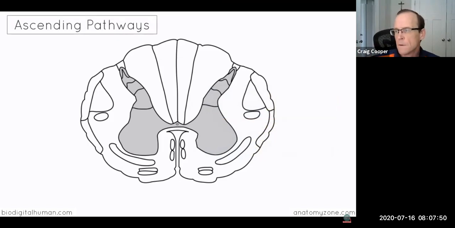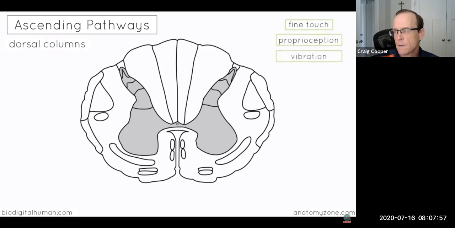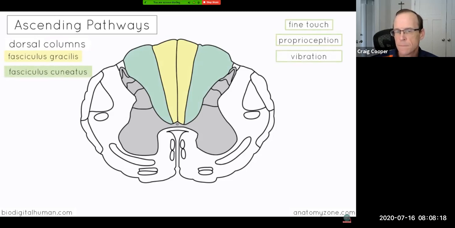So we'll look first at the dorsal columns, which convey fine touch, proprioception and vibration sense from the periphery up to the brain. So you've got the fasciculus gracilis, which I've highlighted in yellow, and you've got the fasciculus cuneatus. So just remember that fasciculus means small bundle. So the fasciculus gracilis carries information from the lower limb, so it has axon fibers from the lower limb, whereas the fasciculus cuneatus has fibers from the upper limb.